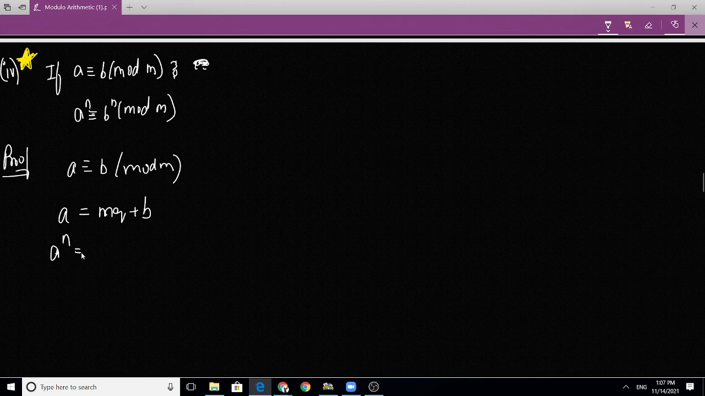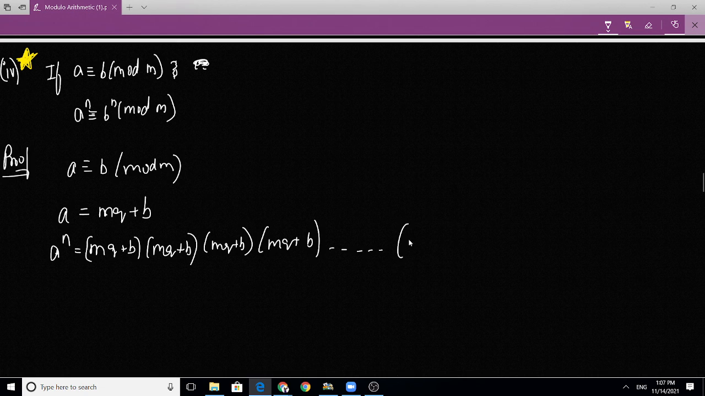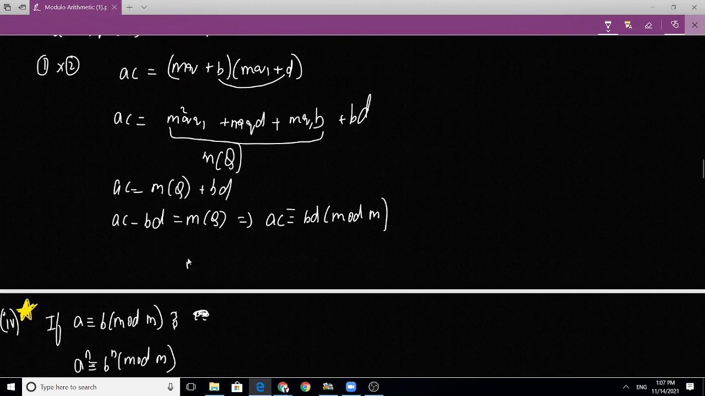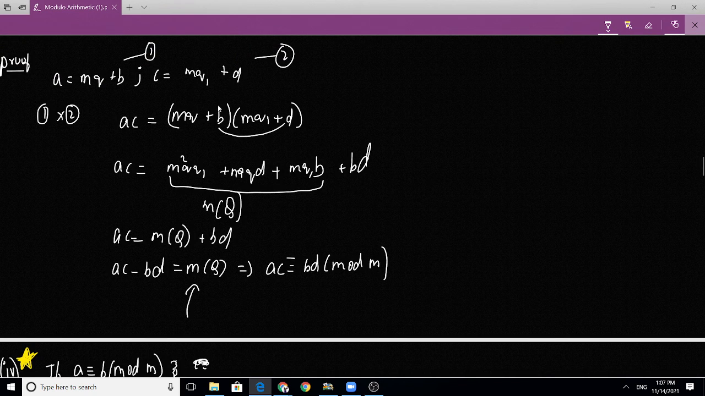a power n equals mq plus b into mq plus b into mq plus b, and so on till mq plus b, where all this is n times. So observe one thing. As in the previous question, I told you that there's only one possible case in this property, b into d, which gives us no m.